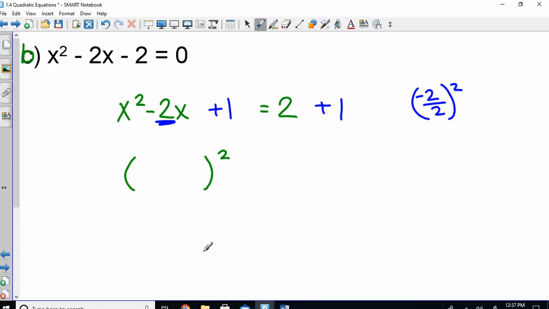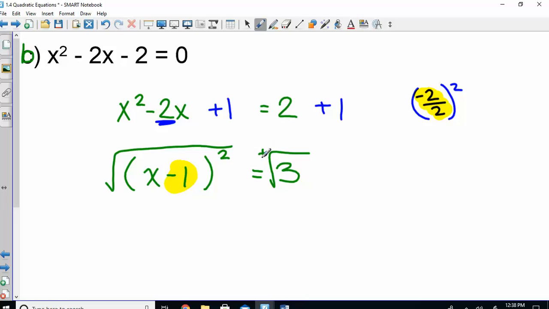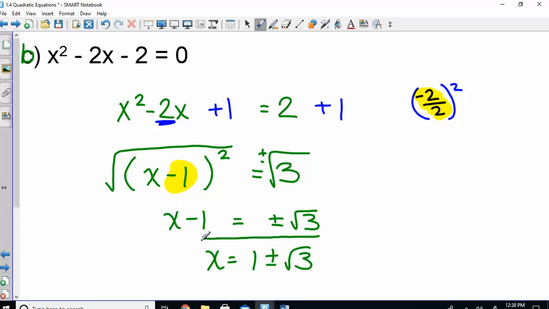So this is a perfect square, so it will factor into something squared. What's going to go in my parentheses? Remember, an easy way? -2 divided by 2 is -1. To get rid of a square, we square root, and with that you need a positive and a negative. So x minus 1 equals plus and minus the square root of 3. So final step, add our 1 over, so we get 1 plus and minus radical 3.